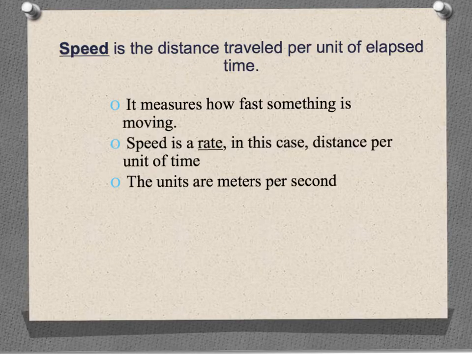Our next property of motion is speed. This is the distance traveled per unit of time. This is basically how fast something's moving. And speed is a rate, in this case, distance per unit time. And so our units are going to be the unit for distance divided by the unit for time, which is meters per second.